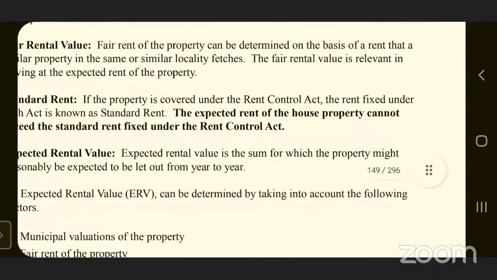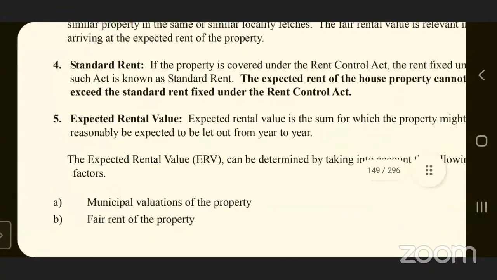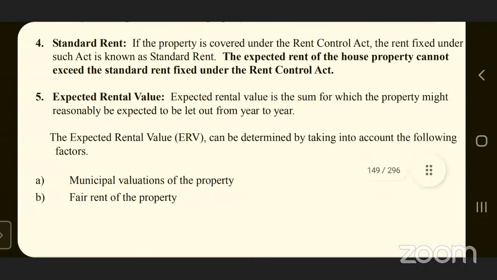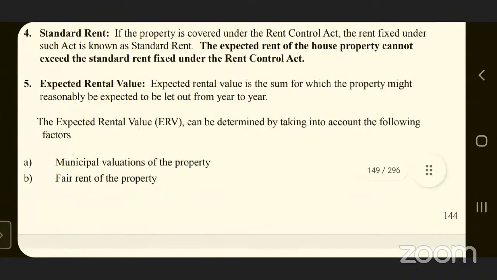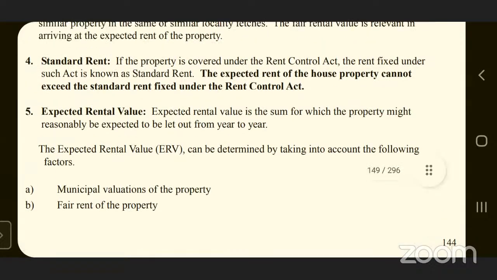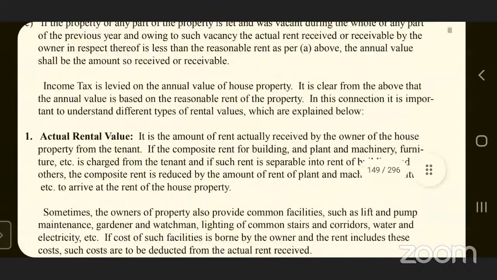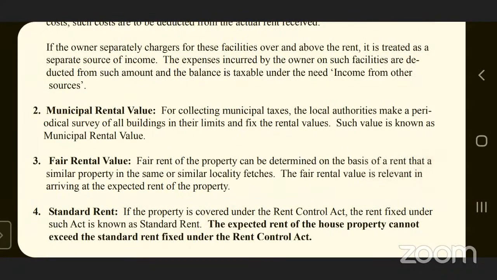So it is the sum for which the property might reasonably be expected to be let out from year to year. So in order to compute that expected rental value, we need two terms. That is municipal rental value, another one is fair rental value. Here we have already discussed fair rental value and municipal rental value.